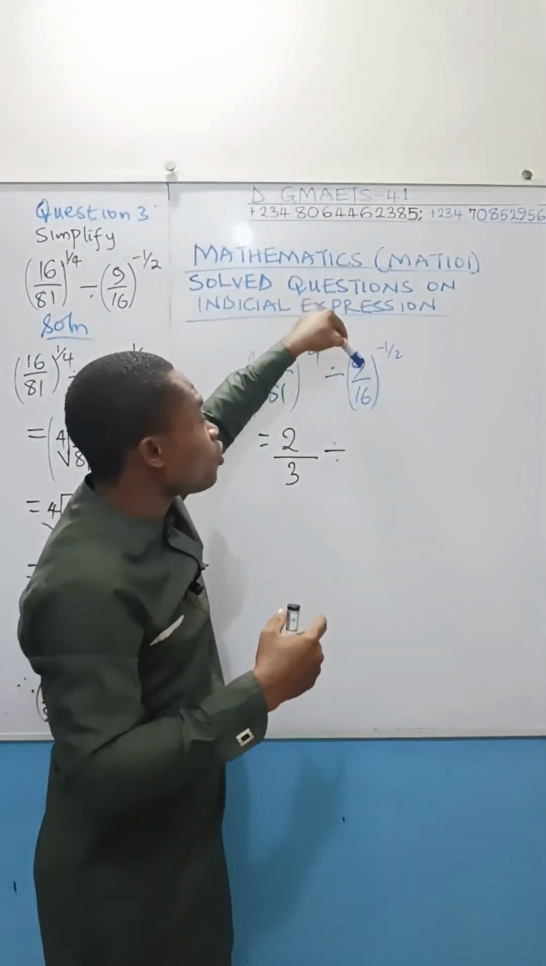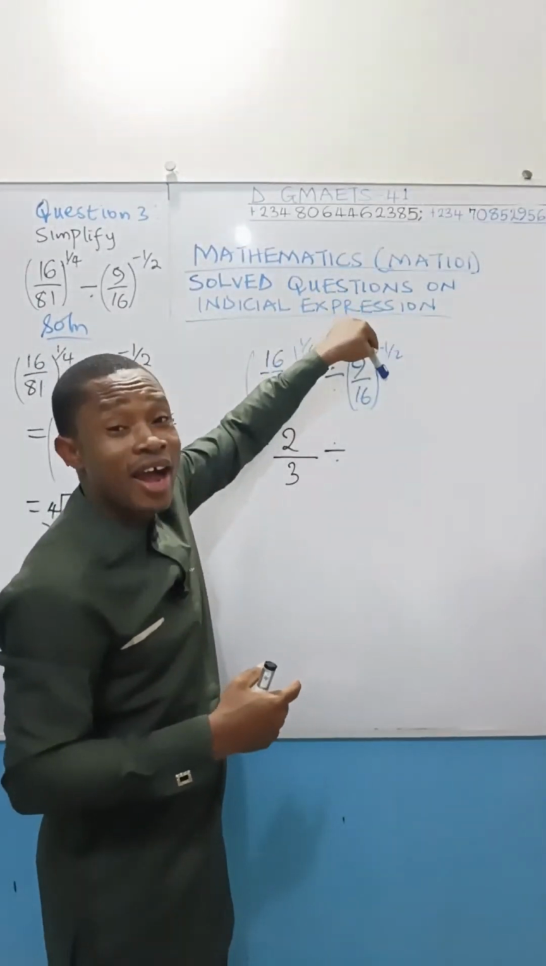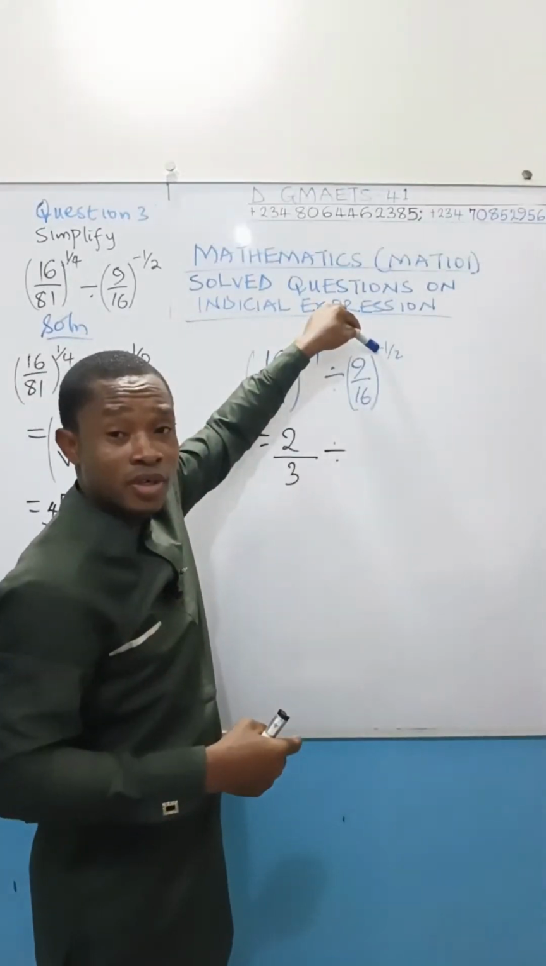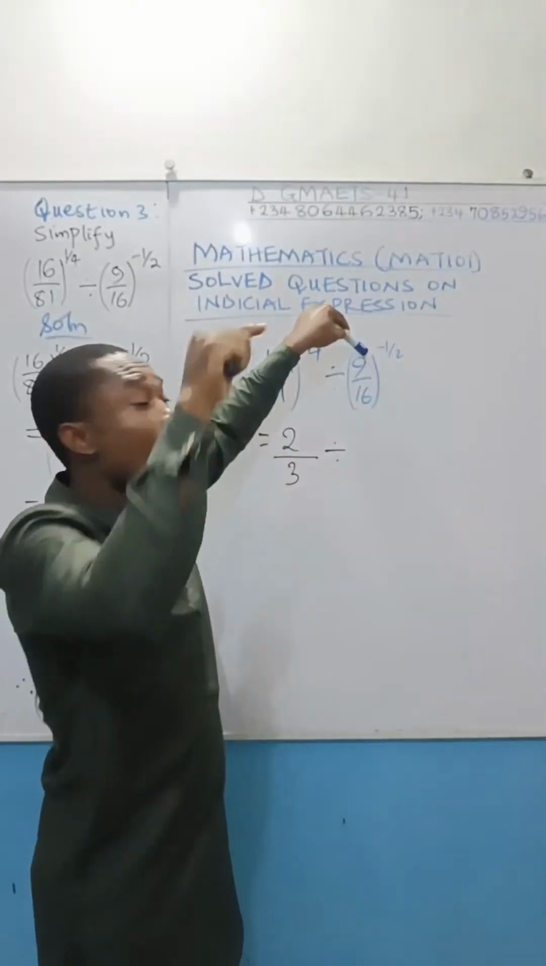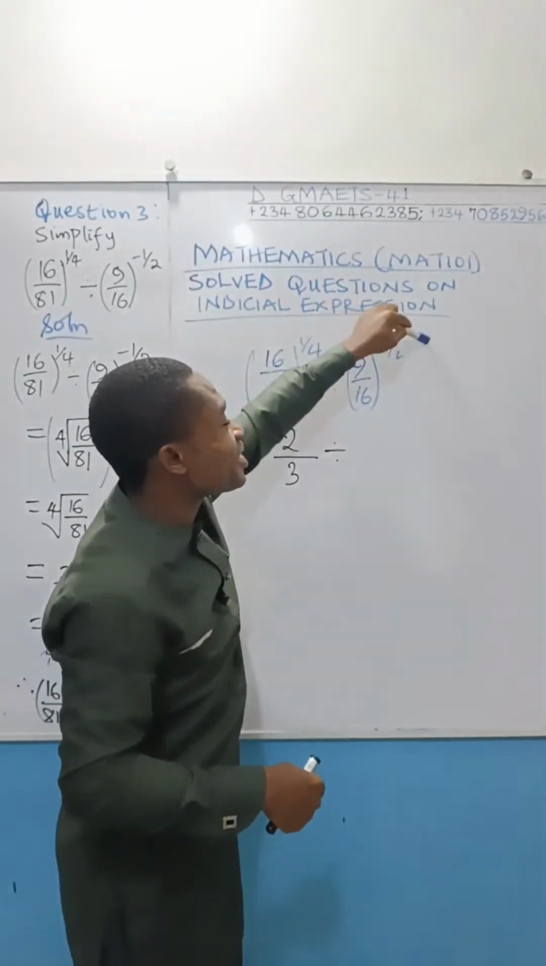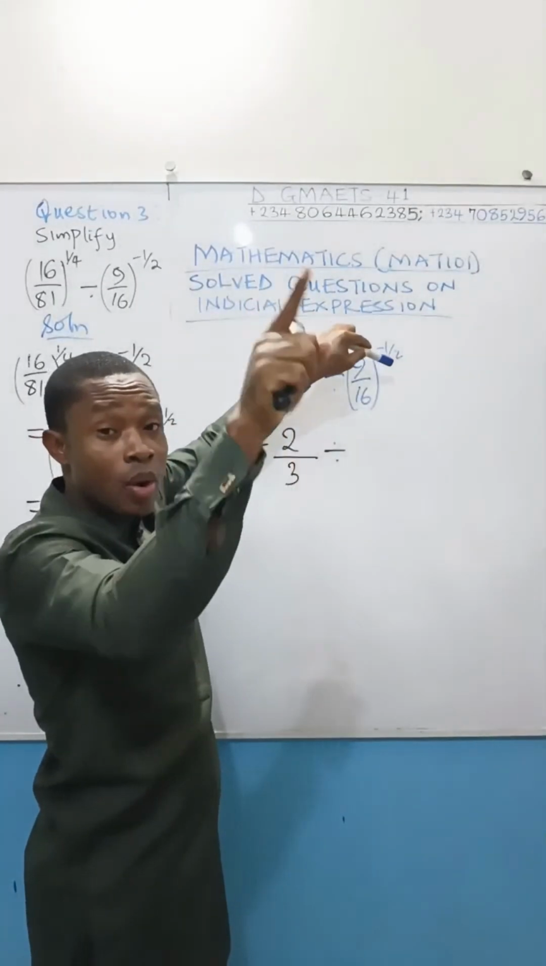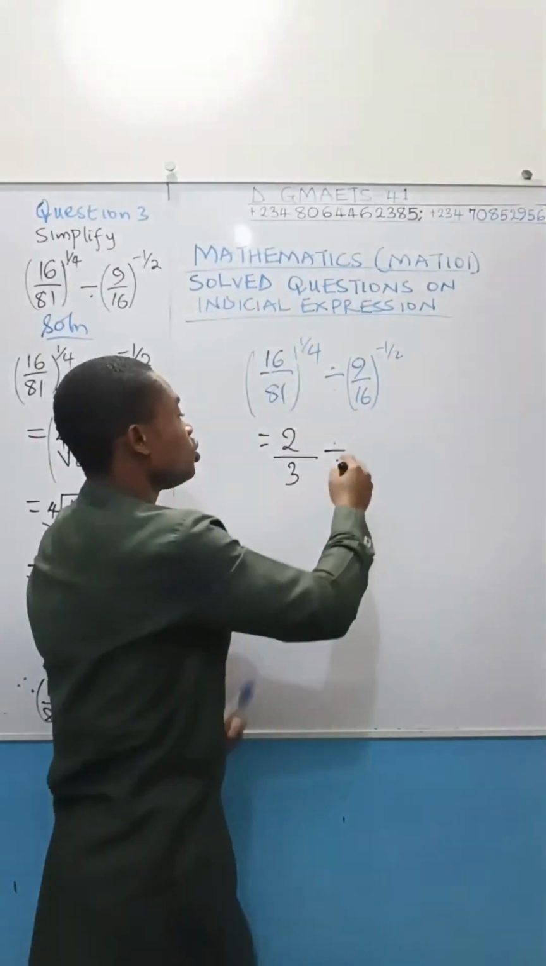So we have 16 over 9 raised to the power 1 over 2. Because I've inverted, this minus will disappear. That 16, I am going to work it as 4 raised to power 2. That power 2, if you distribute this external power to it, you have power 2 times power 1 over 2. 2 will cancel.